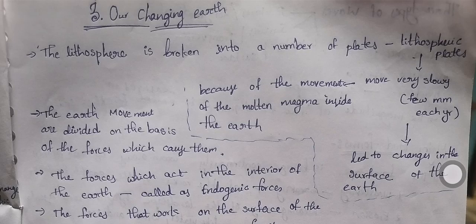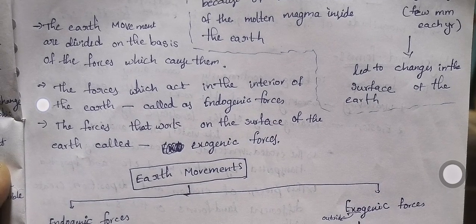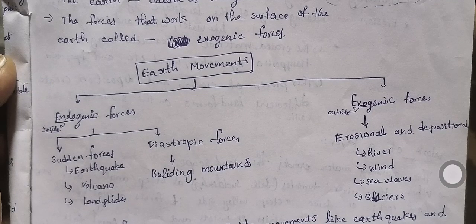And then this movement of plates leads to changes on the surface of the earth. Earth movements are divided on the basis of the force which causes them. The forces which act in the interior of the earth are called endogenic forces, and the forces which act on the surface of the earth are called exogenic forces. As you know, earth movements are divided into two types: endogenic forces and exogenic forces.